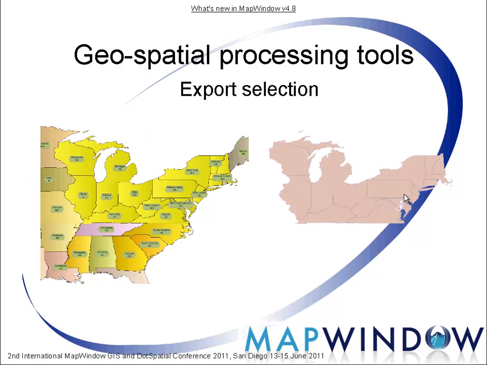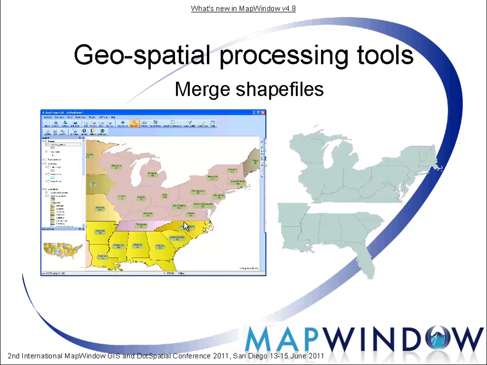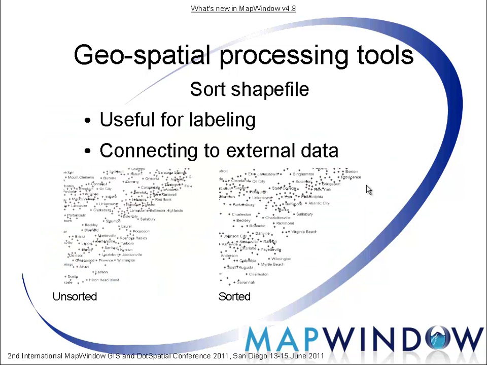You can export selection. In this case, I've selected the top shapes and exported into a new shapefile. You can also merge shapes. Here I selected the lower part states and merged them with the previously created exported shapefile and created a new shapefile. You can sort a shapefile. Sort by attribute. It's useful for labeling or connecting to external data.